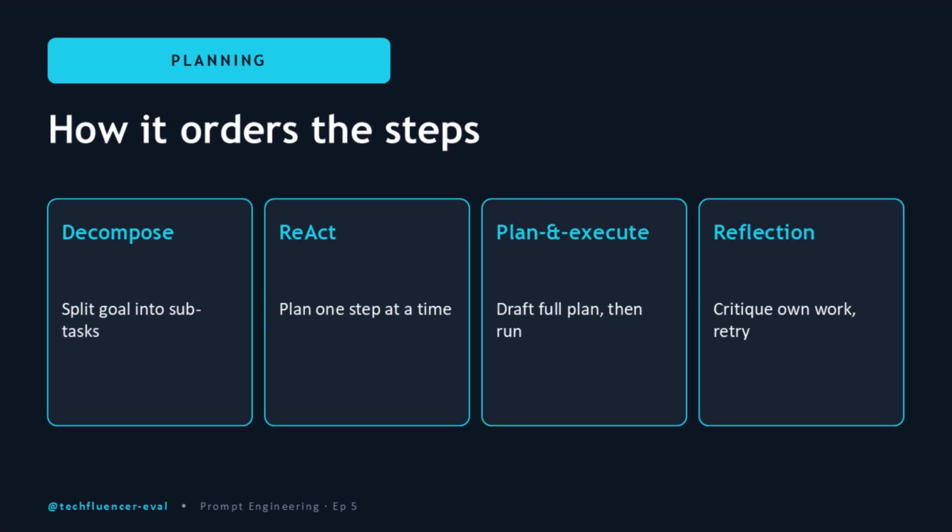Now, how does an agent decide the order of its steps? That's planning, and there are a few flavors. The simplest is decomposition. Break the goal into subtasks and tackle them one by one.